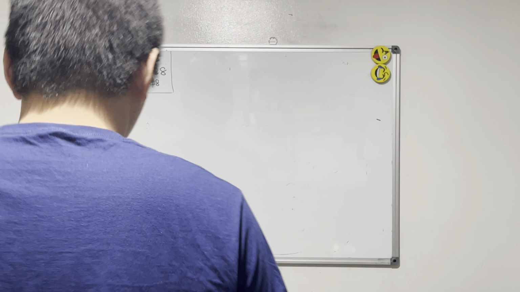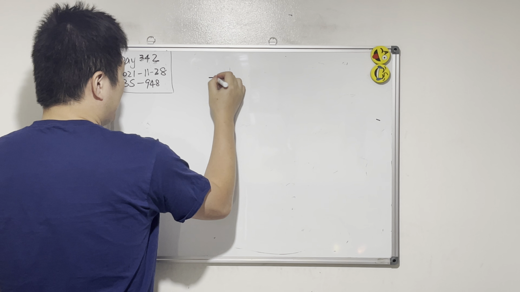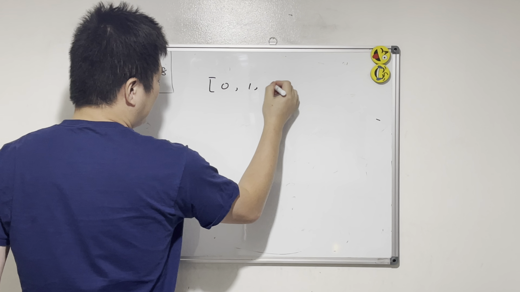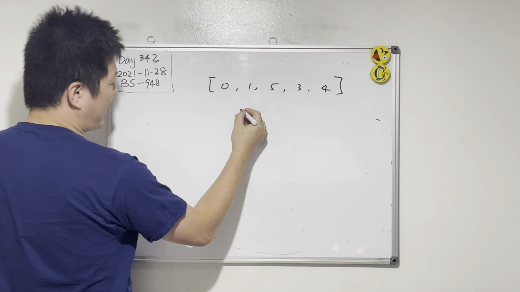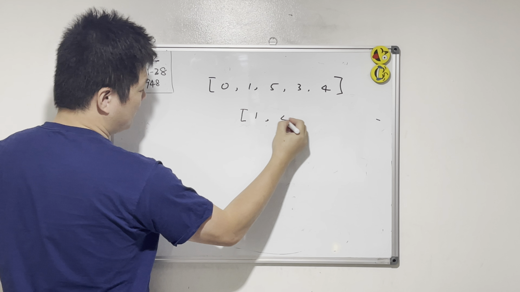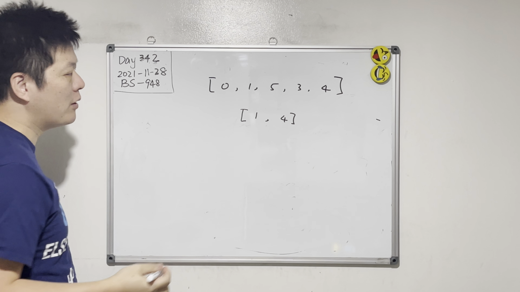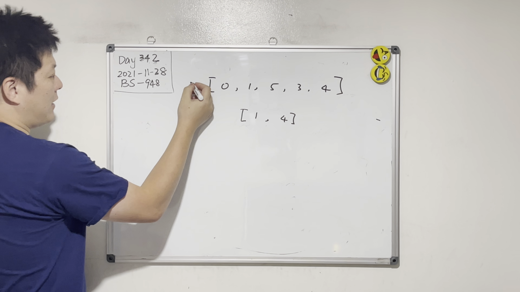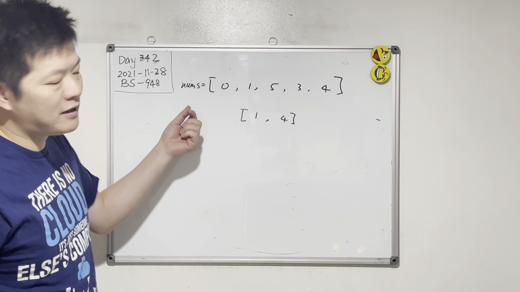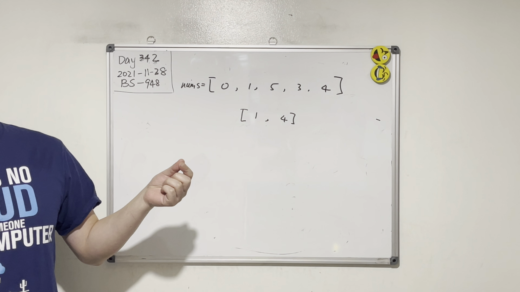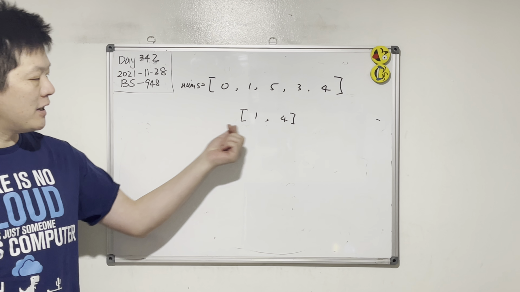Okay. So let's look at these sublists again. 0, 1, 5, 3, 4. Given a range, like from 1 to 4, this is a sublist. Let's say the numbers, and we want to find out the number of sublists with maximum between this range.